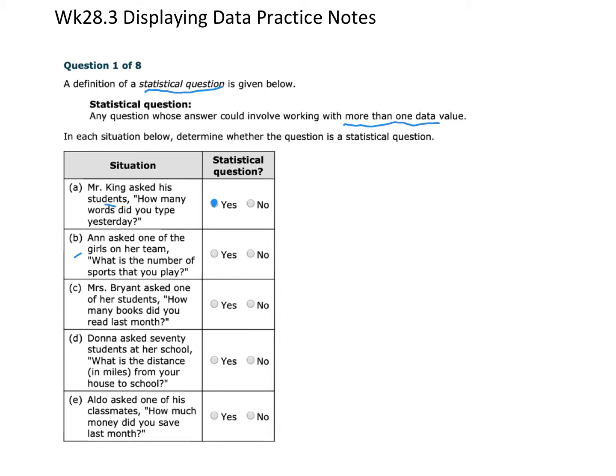Anne asked one of the girls on her team. Doesn't matter, she only asked one person. That's not statistical. You need lots of stats. Part C, Mrs. Bryan asked one of her students. She only asked one person. Nope, not statistical. D, Donna asked 70 students at her school, what is the distance in miles from your house to school? Yeah, definitely statistical. Lastly, Aldo asked one of his classmates. He only asked one person. Come on, Aldo, ask a lot of people.